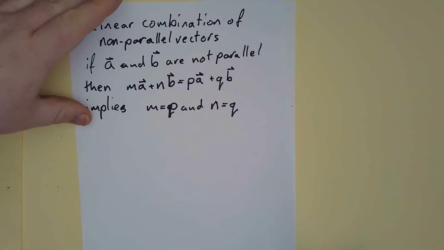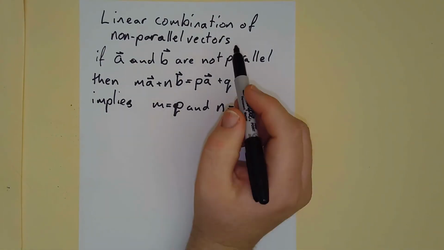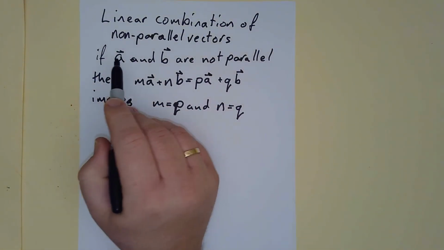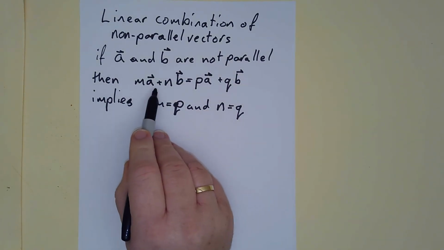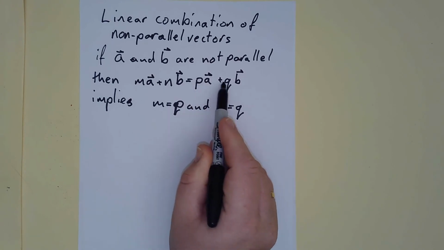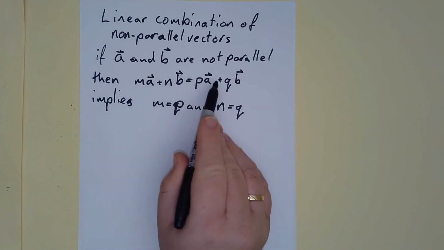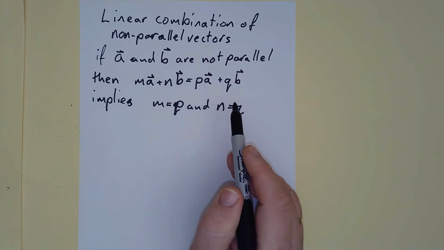And the last little thing I want to look at, linear combinations of non-parallel vectors. It sounds a little more complicated. Okay, so if A and B are not parallel, then if I multiply A by anything, B by anything, and I find that it's equal to anything times A plus anything times B, then that implies that the 2 bits of A and the 2 bits of B, the multiplications, the scalars, have to be the same.